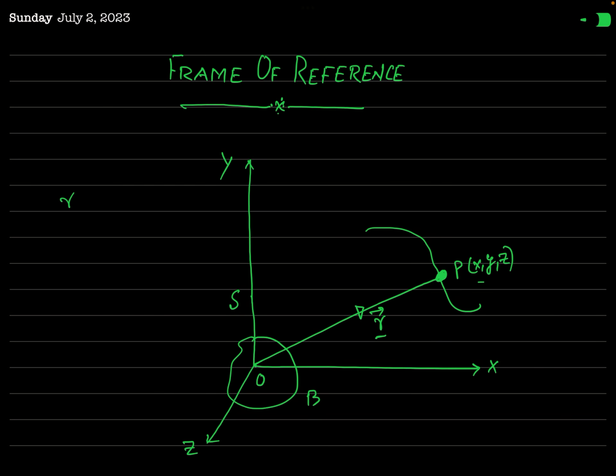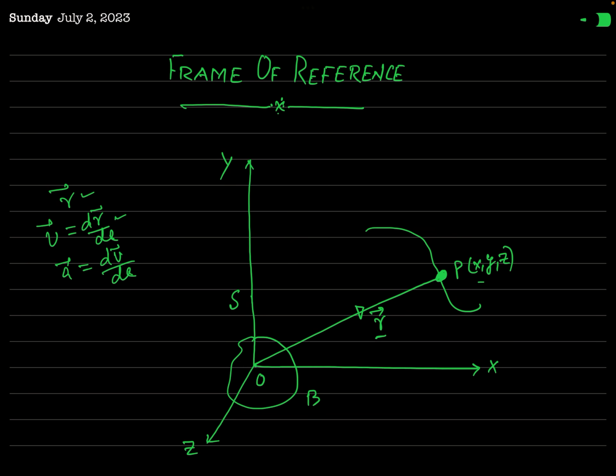If you know r, we can define its velocity, because v is equal to dr by dt. So knowing r with respect to S, this S is just a name of this frame of reference. For convenience, we write some symbol for the reference frame. Once you know r, you can find v, and if you know v, you can find its acceleration, and that acceleration will be dv by dt.